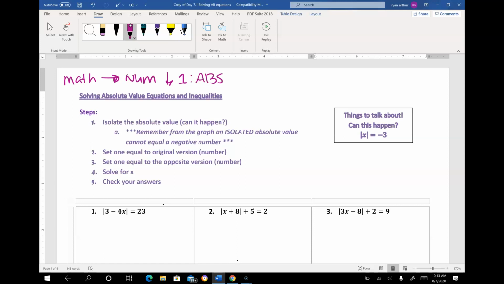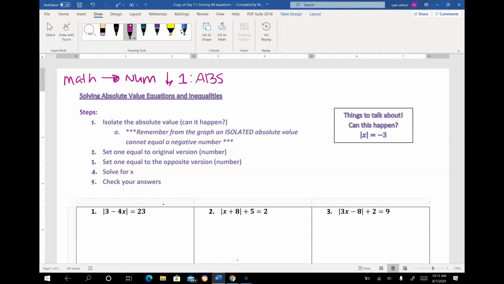All right, so 5 easy steps in solving, okay? The only thing really new in solving is going to be steps 1 to 3. The rest is going to be solving for x, which you've done in Math 1 so much, and in Math 2. Okay, so step 1 is isolate the absolute value.